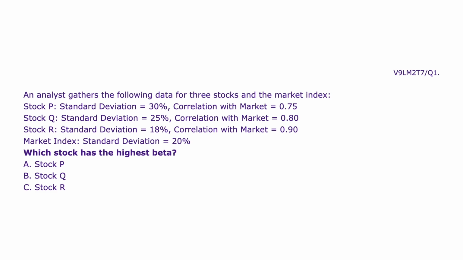Which stock has the highest beta? A. Stock P. B. Stock Q. C. Stock R.